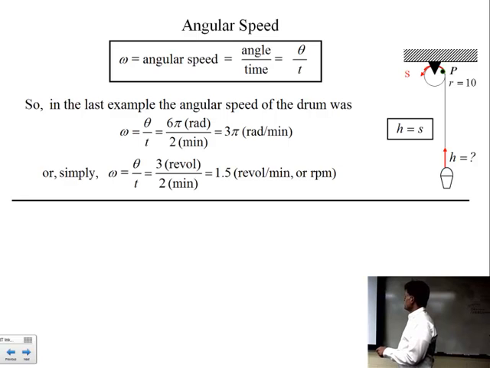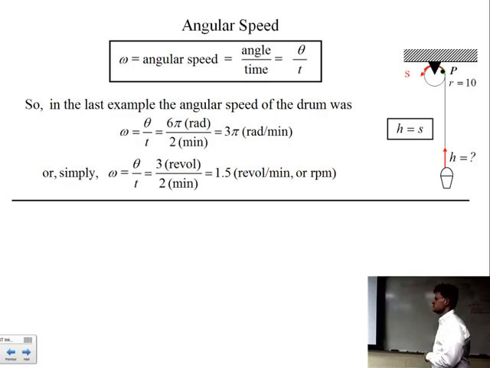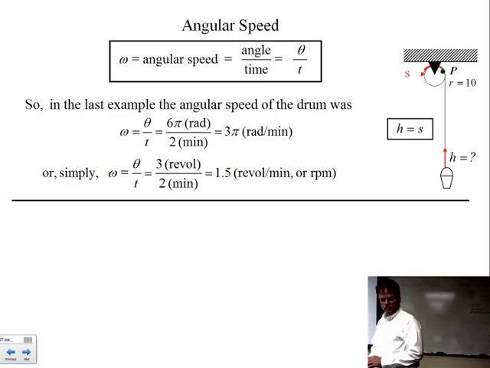Or, if you like, we could express this in revolutions per minute. So that would be 3 revolutions every 2 minutes, or 1.5 revolutions per minute, or RPM for short. Okay. Now, radians per minute.